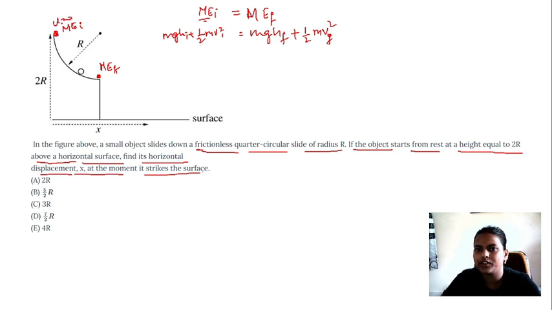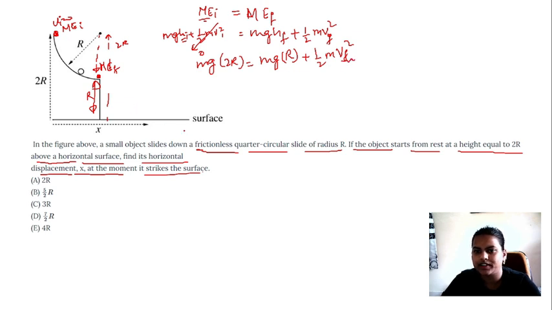Initially it would have velocity 0, so v i is 0, but it has a height of 2r, so that is mgh. When it reaches the final point, the height is r, since this distance is 2r and this distance would be r only. So m g 2r is equal to m g r plus half m v f squared. We have to find this velocity to find the displacement x. So m g r is equal to half m v f squared. m gets cancelled, so v f would be root of 2 g r.